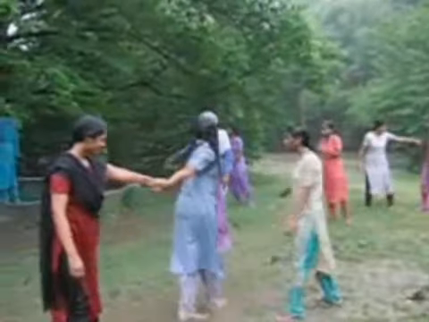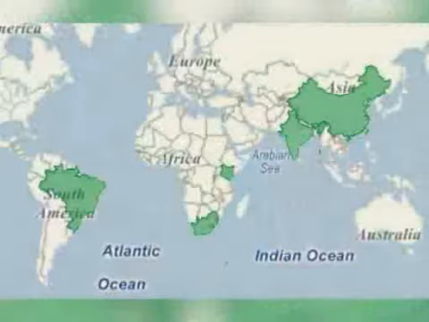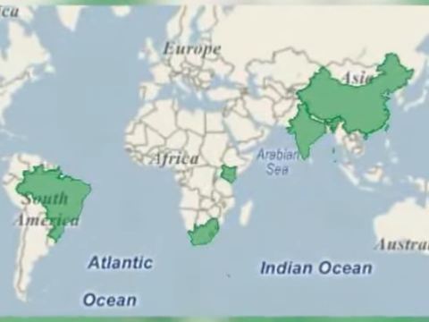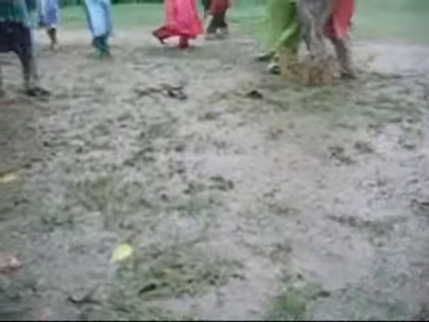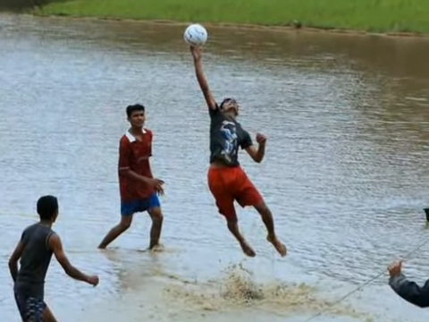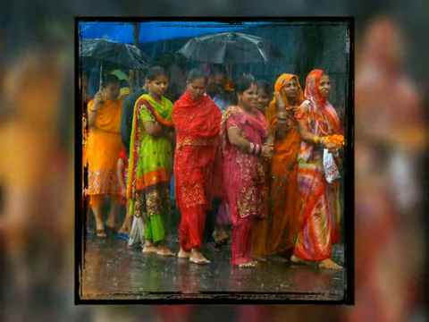Imagine a country with only two main seasons, wet and dry. For countries along the Indian Ocean and South Atlantic, this is a reality. Here, yearly winds called monsoons bring heavy rains in one season and dry air in the other. It is estimated that over half the world's population lives in areas where monsoons occur.